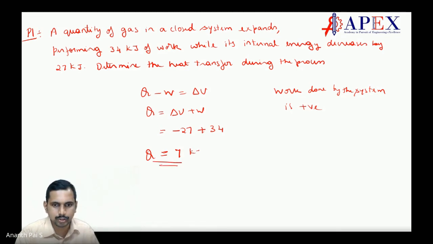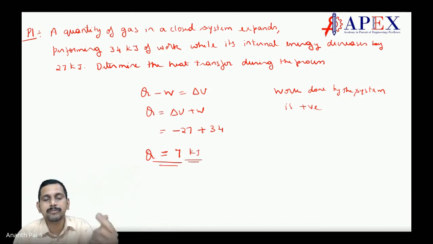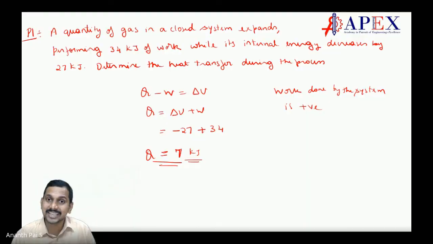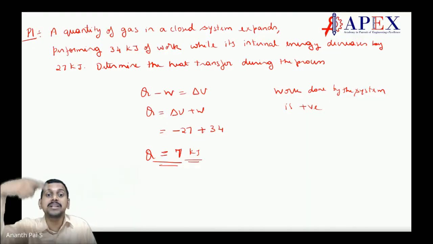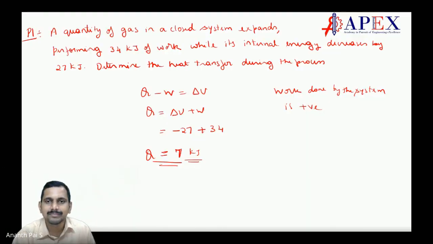So 7 kilojoules of heat transfer. To the system or from the system, students? It's positive. Is it getting into the system or going out of the system? Into the system. With heat transfer into the system, the temperature of the system increases. Correct? Is it counterintuitive? Yes, sir, it is counterintuitive. Why is it counterintuitive?